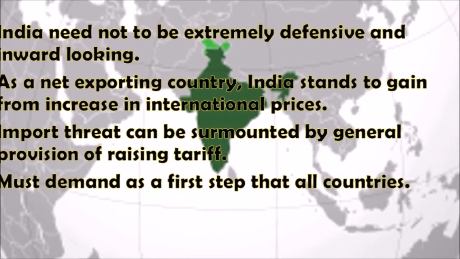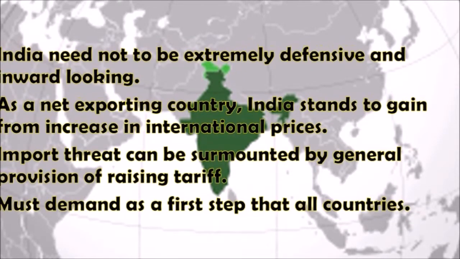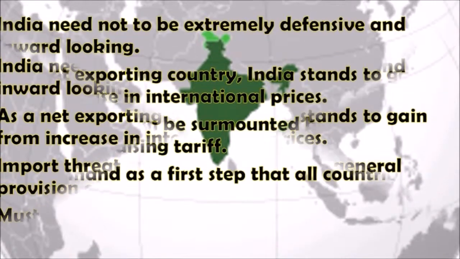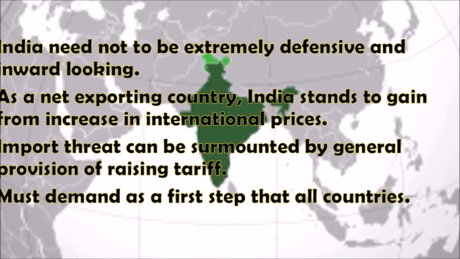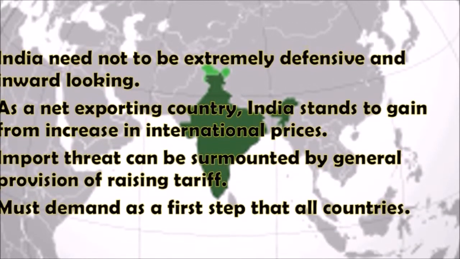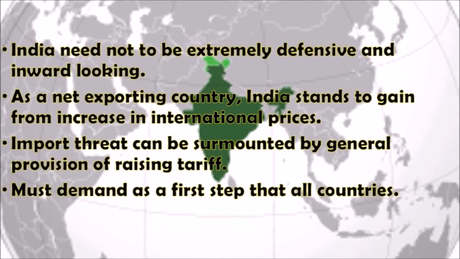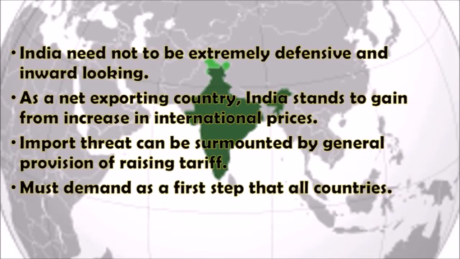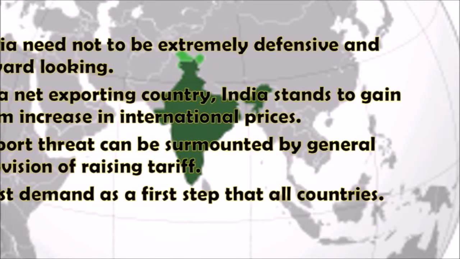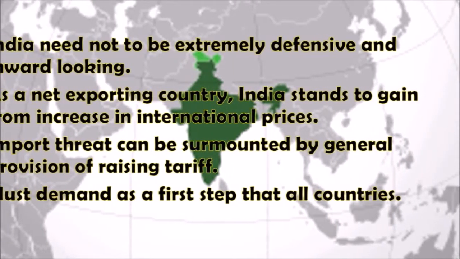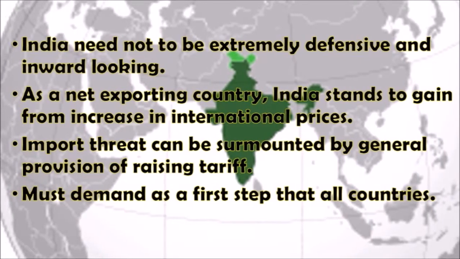As a net exporting country, India stands to gain from an increase in international prices, which is possible only if we relentlessly fight for reductions of domestic subsidies and export subsidies in the developed countries. Once this is done, the possibility of import trade for our key export products like dairy, wheat, cotton, and sugar will disappear. Import threats can be surmounted by general provision of raising tariffs to bound level and asking for special treatment packages like S&D treatment and sensitive products. To comply with quality standards and effectively compete in the global market, we must demand as a first step that all countries should notify their quality requirements clearly on the WTO website.